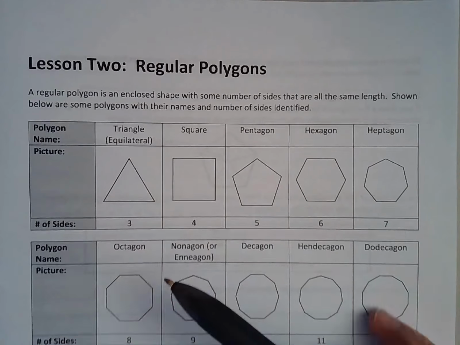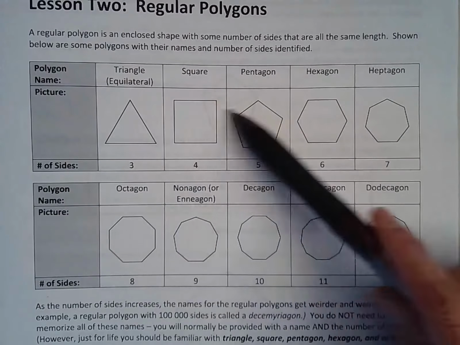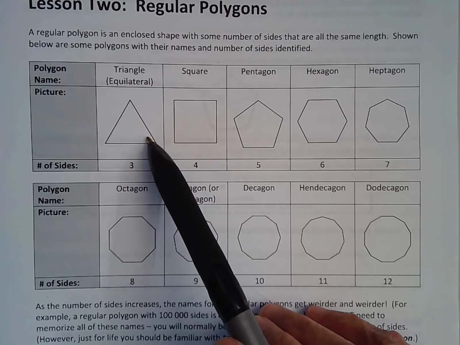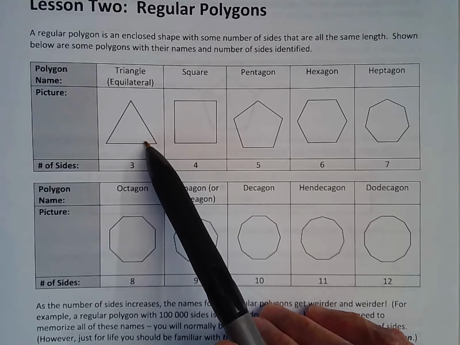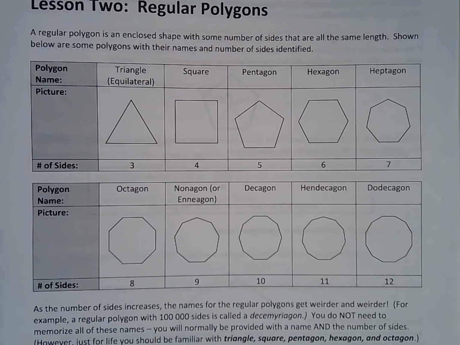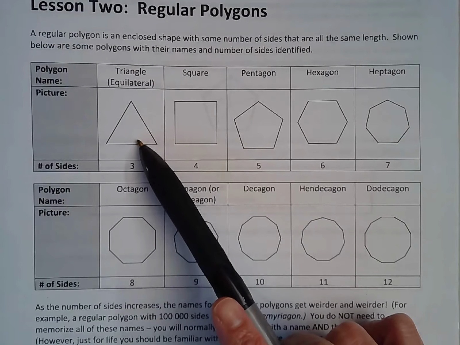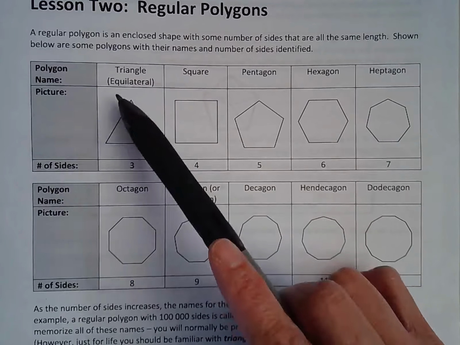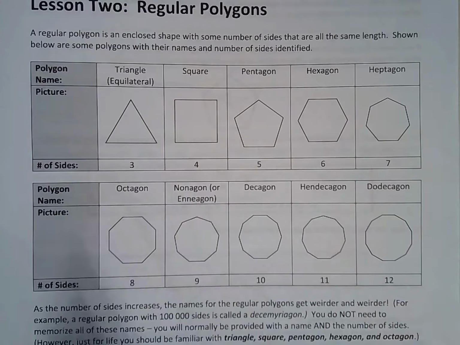So these are the different polygons. The smallest number of sides in a polygon is three, but we don't call it a three-sided polygon, right? What do we call it? It's a triangle, and to be specific, because all three sides are equal, it's an equilateral triangle. We don't say three-sided polygon, we say equilateral triangle.